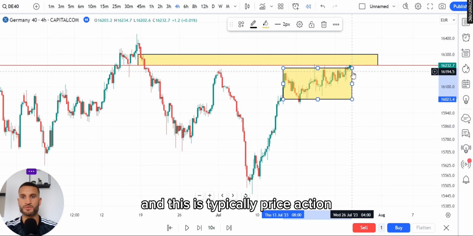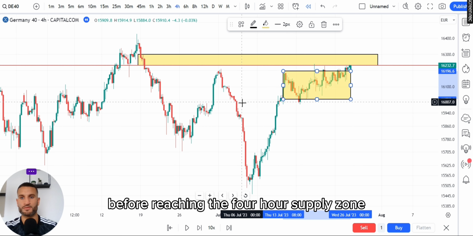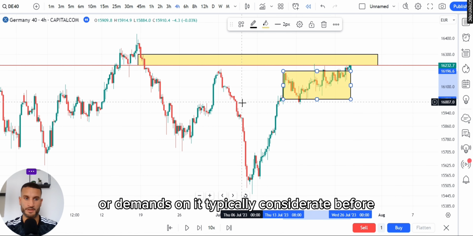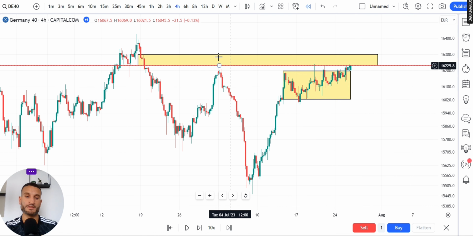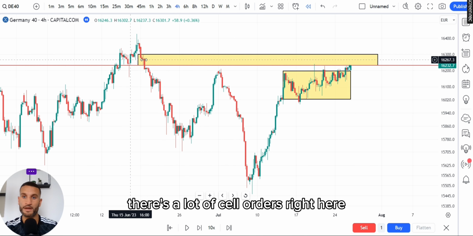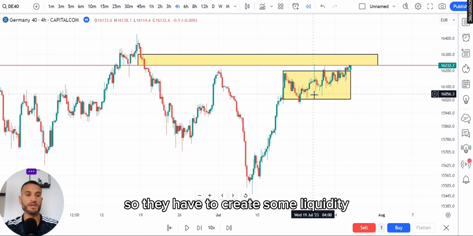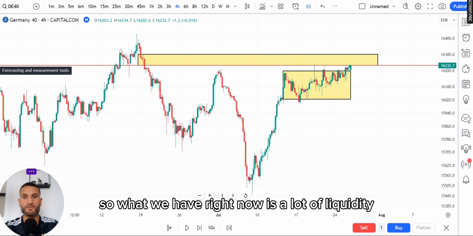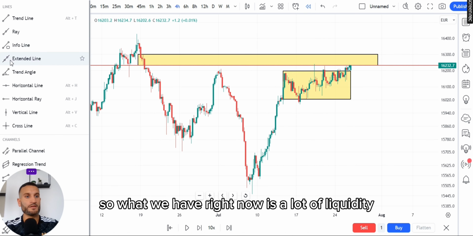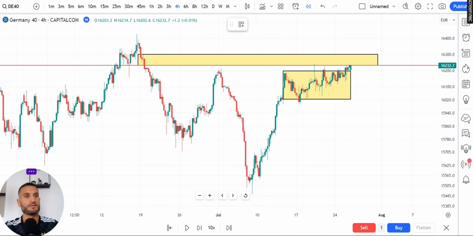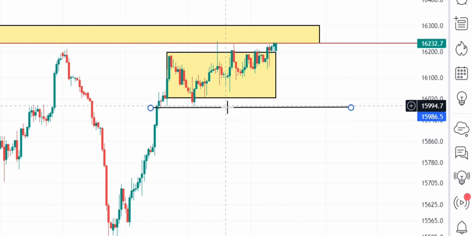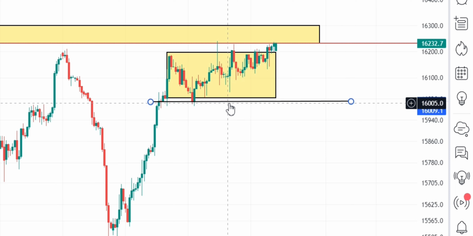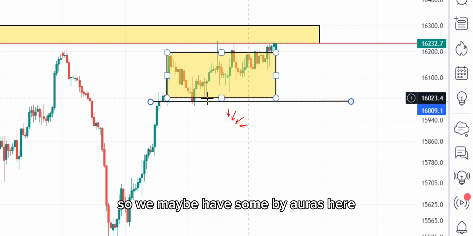And this is typically price action before reaching a 4-hour supply zone or a demand zone. It typically consolidates before, because they are creating liquidity. There's a lot of sell orders right here, so they have to create some liquidity. So what we have right now is a lot of liquidity. Let me draw it for you. A lot of liquidity down here below. So we maybe have some buy orders here.